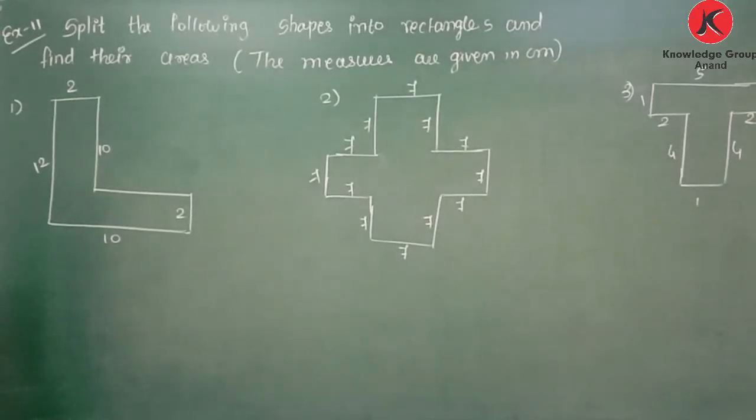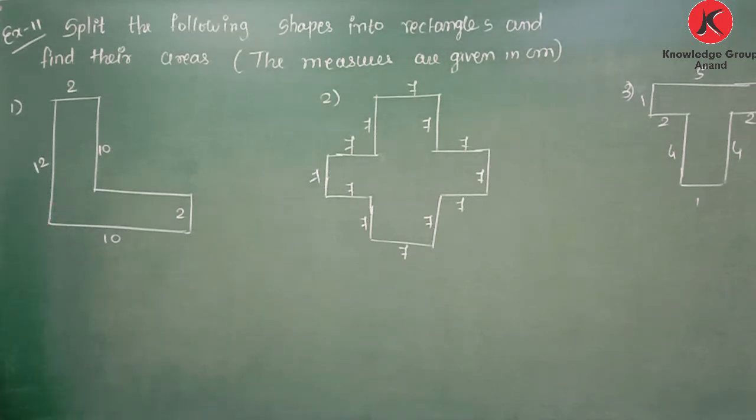Split the following shape into rectangles and find their areas. The measurements are given in centimeter. Again, this is the same as the previous one. The figure is given, you need to divide it into rectangles and squares, and you need to find the area by adding the areas of the different parts.